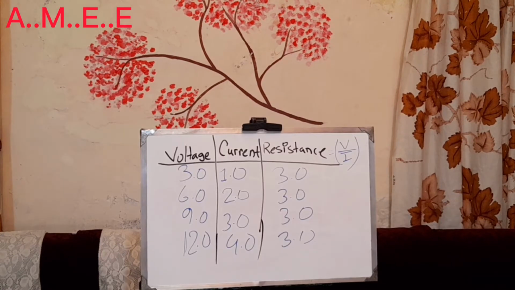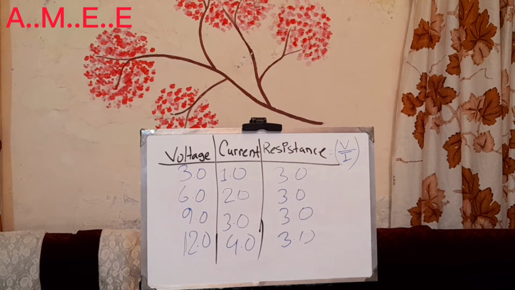As we are seeing here, a table where 4 different voltages are given: 3.0 volt, 6.0 volt, 9.0 volt and 12.0 volt, and current has been passed. 1 ampere current has been passed, 2 ampere, 3 ampere. When the voltage was 9 volts, there was 3 ampere of current, and when the voltage of the wire was 12 volts, the current which flowed was 4 ampere.